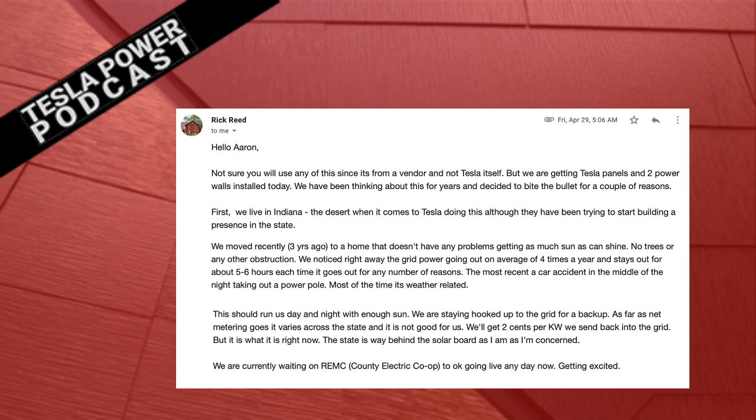We've been thinking about this for years and decided to bite the bullet for a couple of reasons. First, we live in Indiana, the desert when it comes to Tesla doing this, although they have been trying to start to build a presence in the state. And second, we moved recently, 3 years ago, to a home that doesn't have any problems getting as much sun as can shine. There are no trees, no other obstructions. And we noticed right away the grid power going out on average of 4 times a year. It stays out for about 5 to 6 hours each time it goes out for any number of reasons. The most recent was a car accident in the middle of the night, taking out a power pole, but most of the time it's weather related.